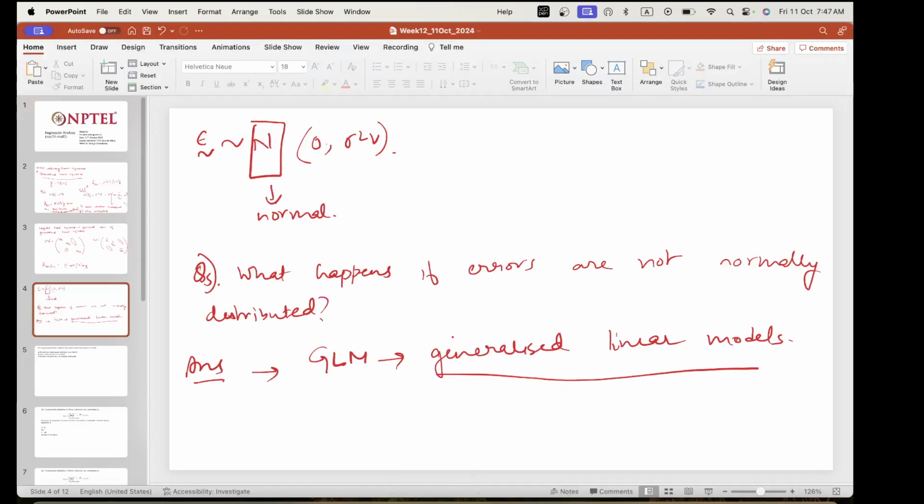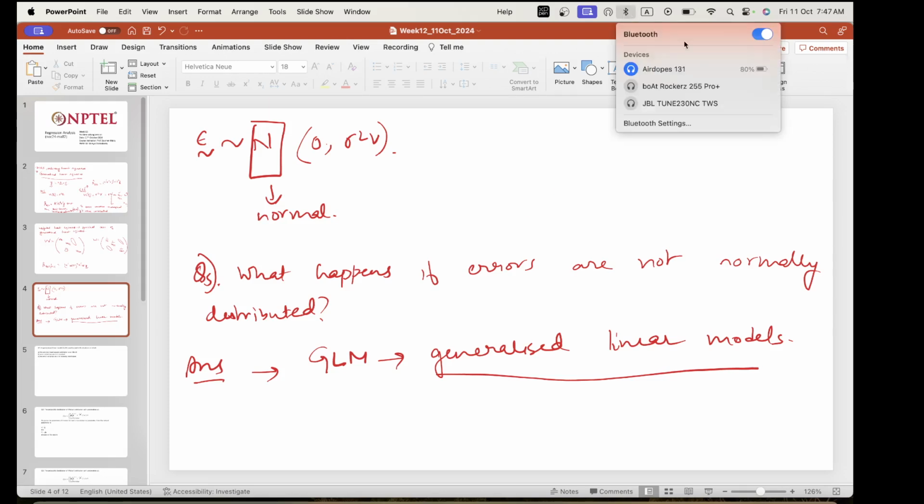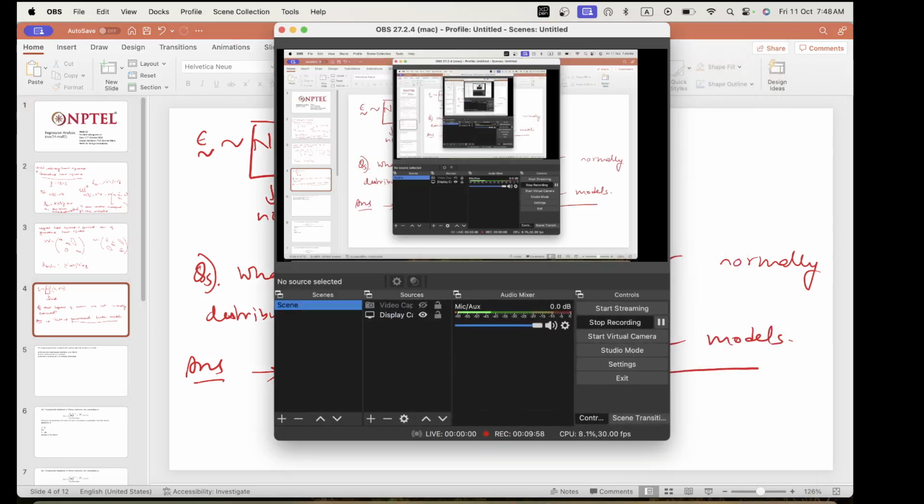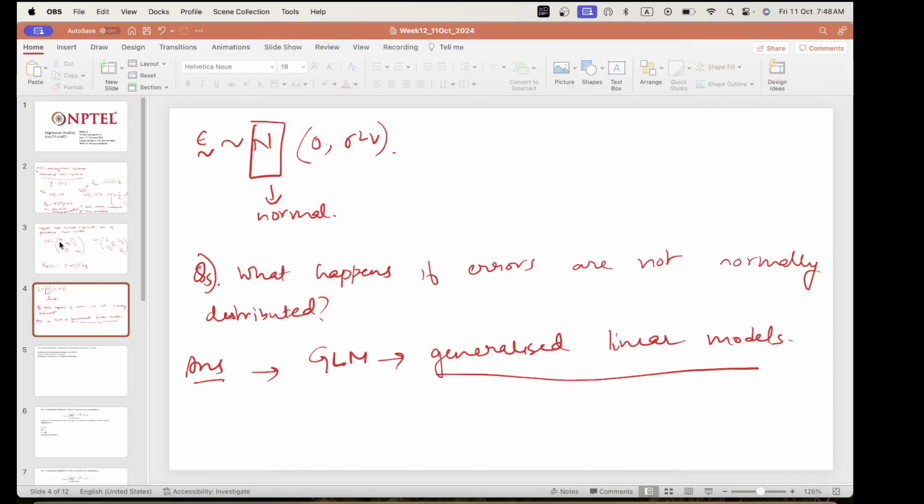Yes, we were learning what to do if errors are not normally distributed. Herein comes the role of generalized linear models. And now how does this differ from generalized least squares?